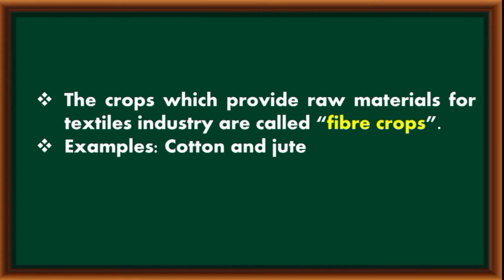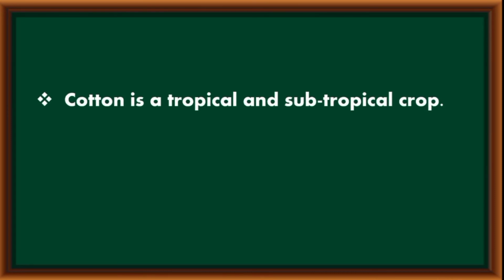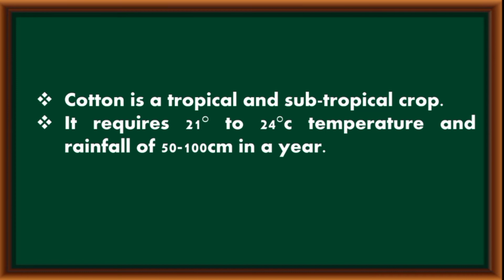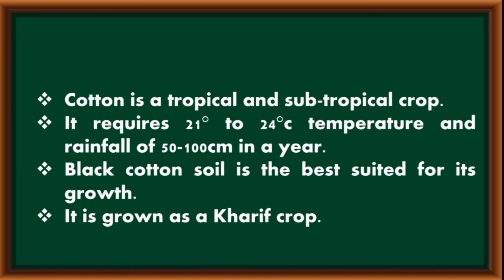Let's move to question number 21. What are the conditions required for cotton cultivation? Answer: Cotton is a tropical and subtropical crop. It requires a temperature of 21 degrees to 24 degrees Celsius and rainfall of 50 to 100 centimeters in a year. Black cotton soil is best suited for its growth. It is grown as a Kharif crop. These are the conditions required for cotton cultivation.